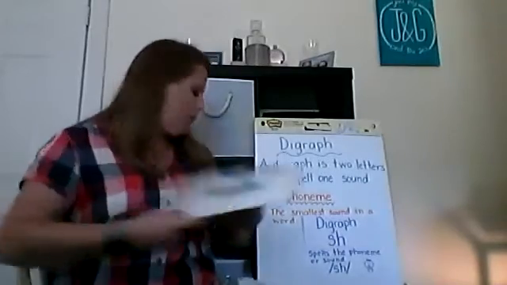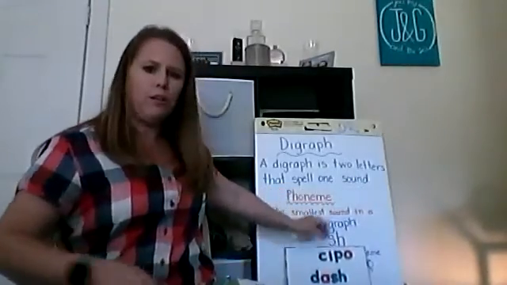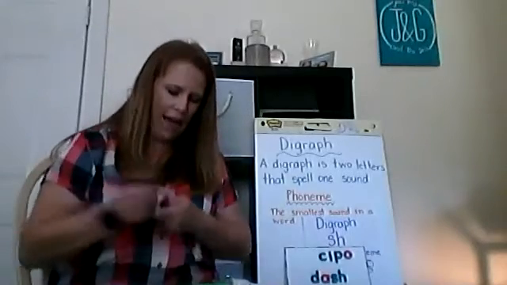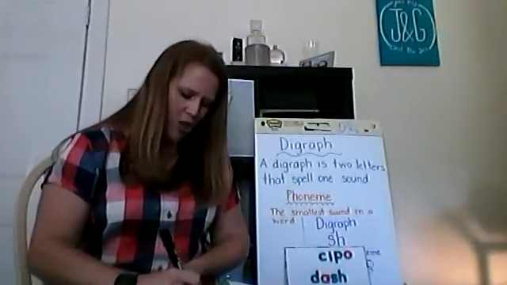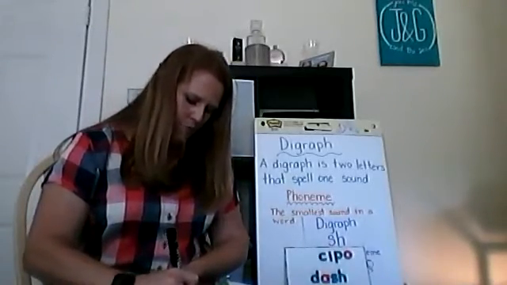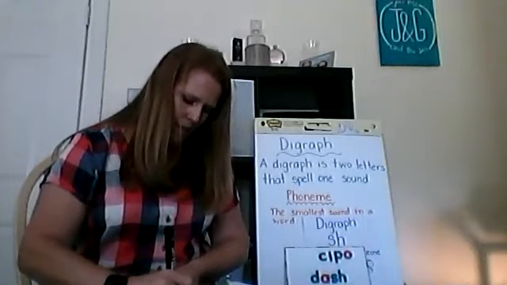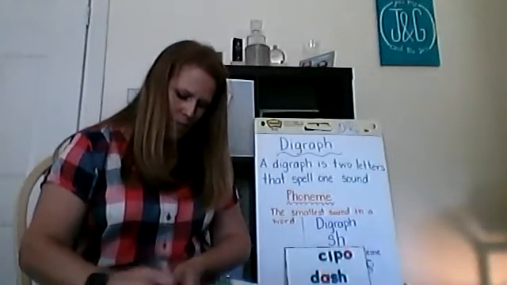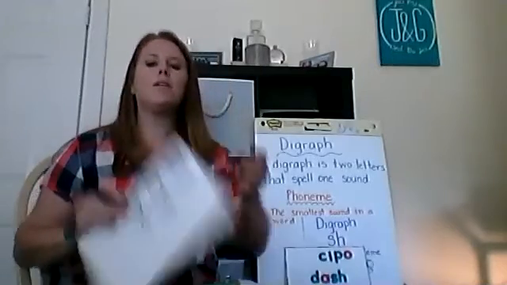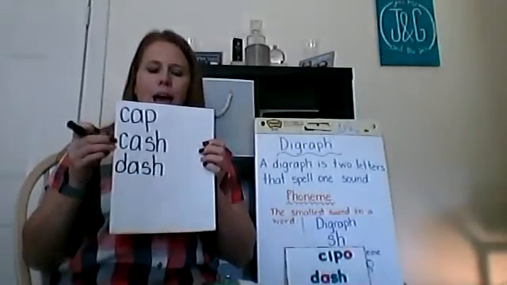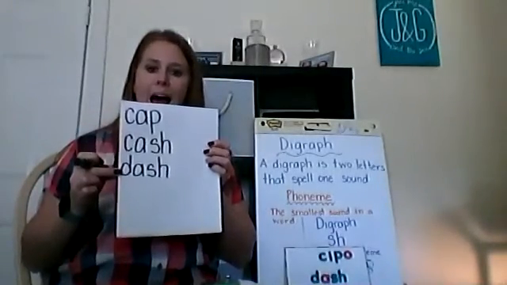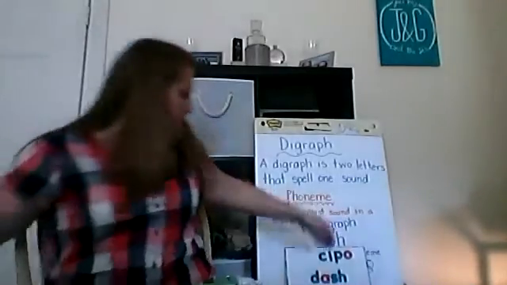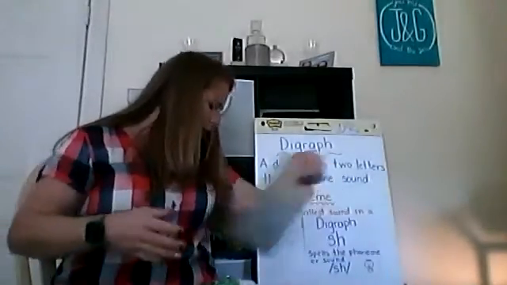So I'm going to write that word. Let me put my board here. Oh, you guys still can't see it there. That's okay. So I'm going to write the word dash. And I just changed my beginning sound from C to D. And I kept the last letters the same. So I have cap, cash, dash. Good job.